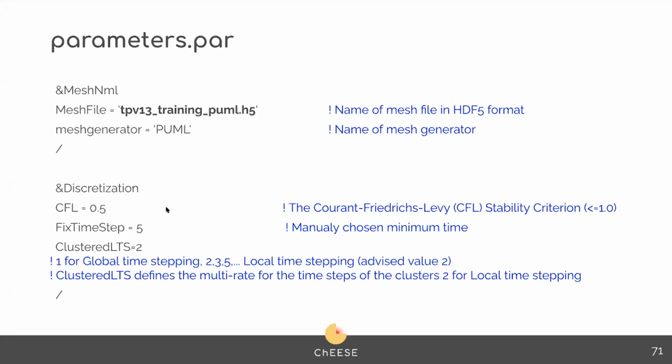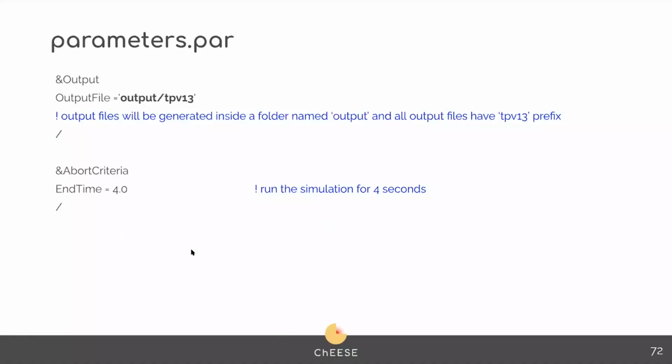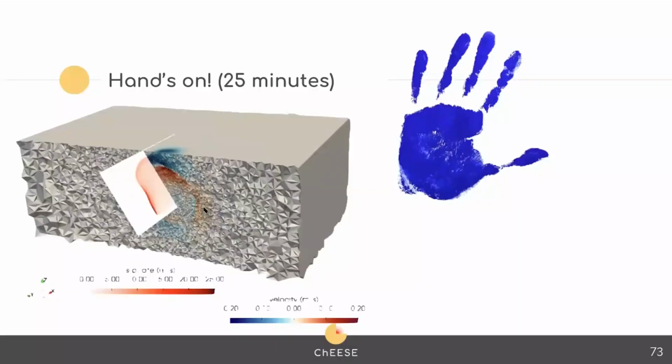Okay, and then the mesh file, in the exercise later we will create the mesh together, and the local time stepping is the same as in the first example. And we change the name for the output, and in this exercise we run for just 4 seconds to save time. Yeah, that's all for my introduction.